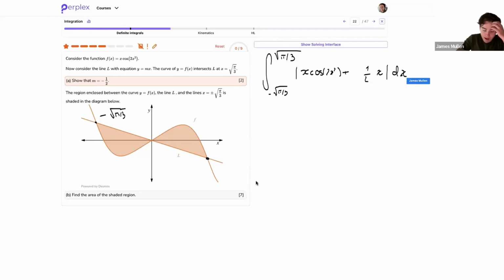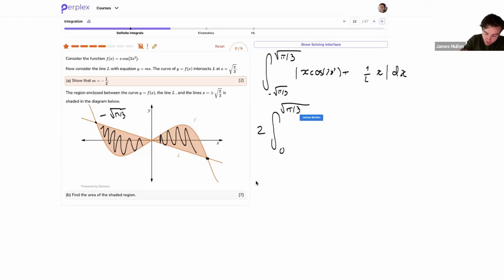Now, I could split this integral in the middle and do two different integrals, but I can also realize that both of these areas are the same by symmetry. They're both exactly the same area. So I can actually just take 2 times the integral from 0 up to root pi over 3 of the right-hand one, which is where cosine is bigger, so I can just do x cosine 2x squared minus half of x dx. Okay? And now we can try and integrate this.